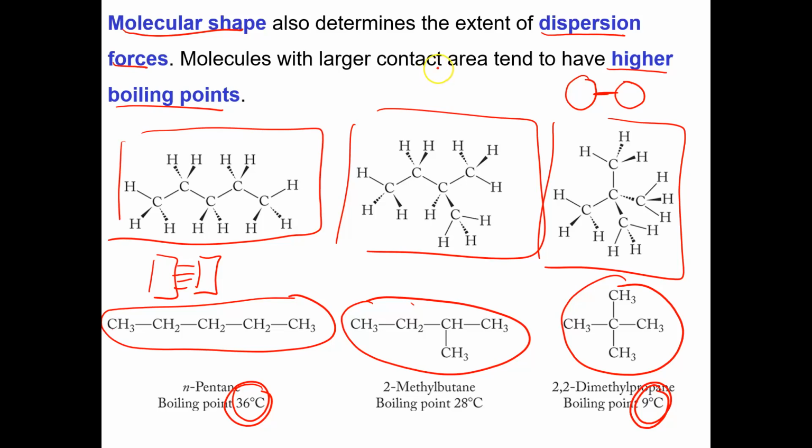In the intermediate case, you have something that's got a bit of a curve to it, so you can get a better interaction trying to hold these together, but it's not the same as when you've got two flat things. So basically, the more contact area between molecules, the greater the dispersion forces, and that tends to drive up the boiling point. So we also have to consider molecular shape when we talk about intermolecular forces.